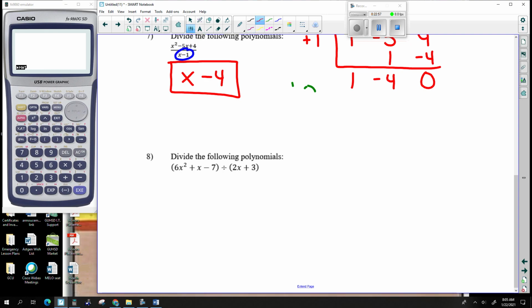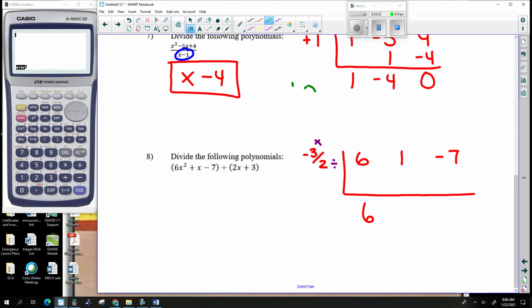Let's put this all together. So the numbers that I'm dividing are 6, 1, and -7. The x is technically equal to -3/2. Top numbers multiply, bottom numbers divide. Keep that in mind. I drop the first number, 6.